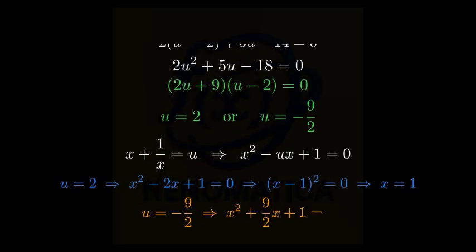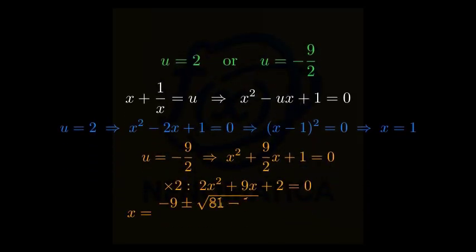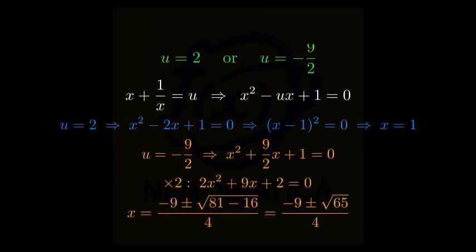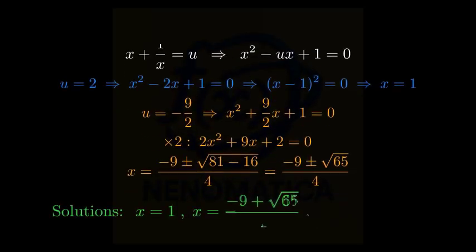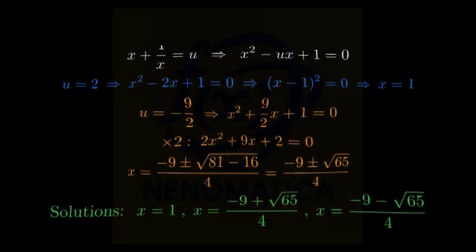Next, when u equals negative 9 over 2, we get x squared plus 9 over 2 x plus 1 equals 0. Multiply by 2 to clear the fraction, and solve using the quadratic formula. That gives x equals negative 9 plus or minus the square root of 65, all over 4. Final answer. The solutions are x equals 1, and x equals negative 9 plus or minus the square root of 65, all over 4. This example demonstrates the full algorithm for solving positive reciprocal equations of even degree.